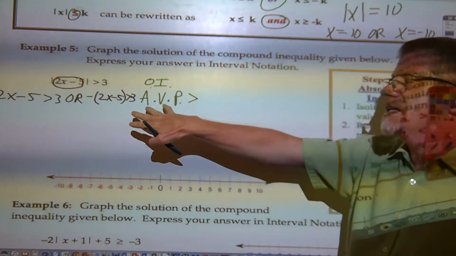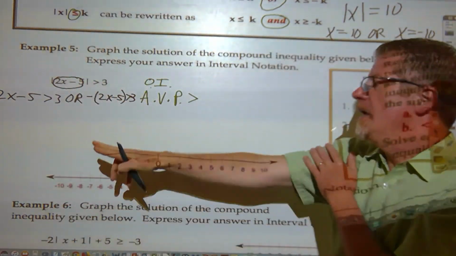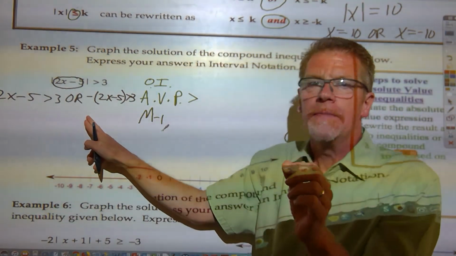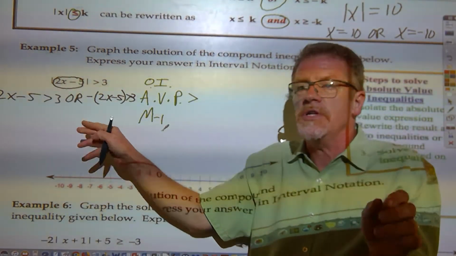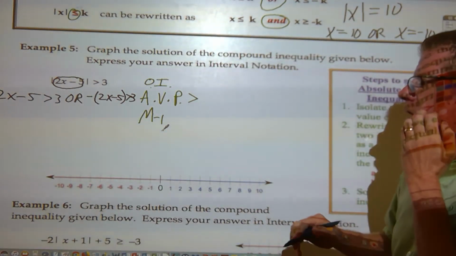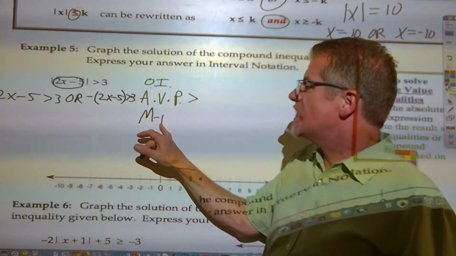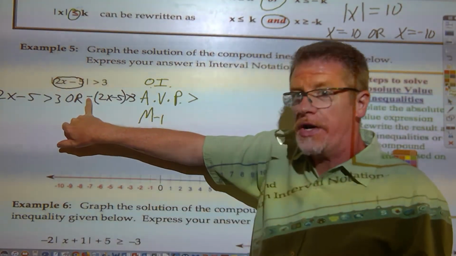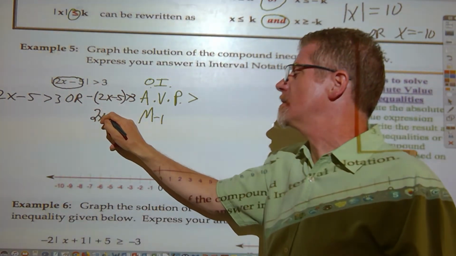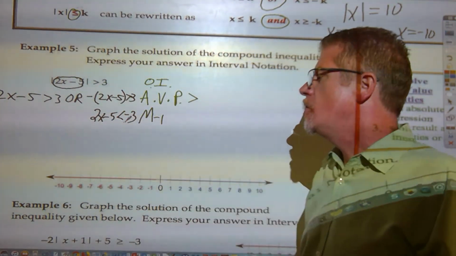Whenever you're using absolute values, there's going to be two columns of work, and the right column always starts with multiplying by negative 1. We're not going to distribute the negative sign. Many of you might want to distribute, don't do it. Instead of distributing the negative sign, multiply both sides by negative 1. Remind me, what is negative 1 times negative 1? It's positive 1, so that means that the next line is 2x minus 5 is less than negative 3.